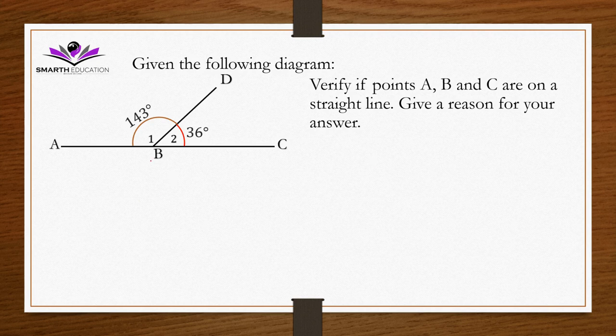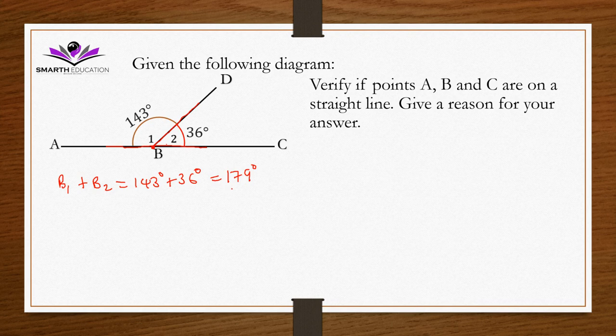So now we have angle B1 and angle B2. We want to see that if we add these two angles, are we going to get 180 degrees? Let's see that. So it's angle B1 plus angle B2. These are adjacent angles because they are sharing a common vertex and a common arm, and they are forming a Y shape here. You see that? So which is equal to 143 degrees plus 36 degrees, and this is 179 degrees.